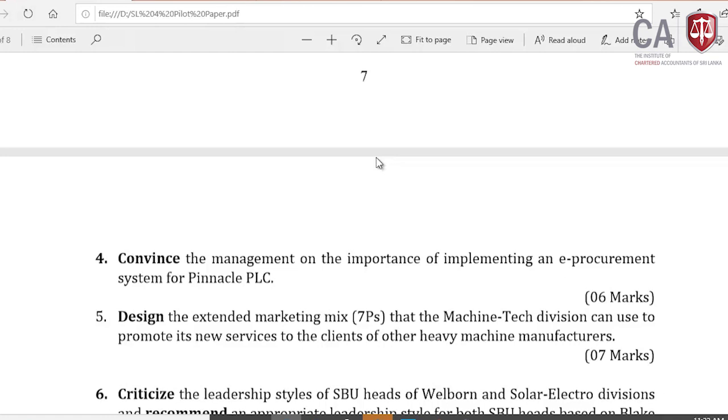for Pinnacle PLC. So, what is the actual requirement? You want to write about the advantages of E Procurement. In parts 1, 2, 3 the application was there, so you had to write theory plus application, but here you have to directly extract the theory and write it. These are very easy questions. So, we look at the theory part first.